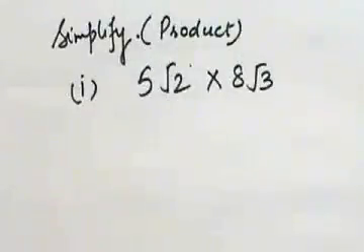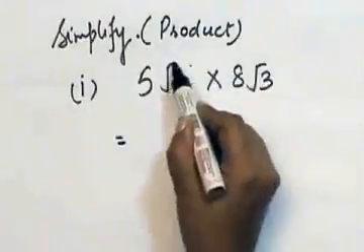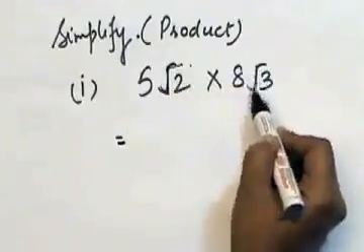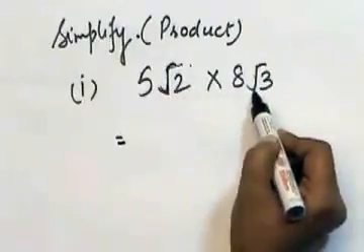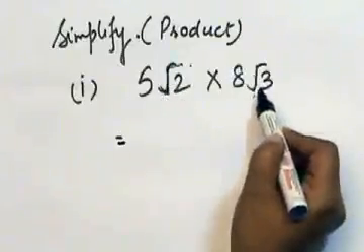Next is multiplication of two irrationals. For multiplication, their order should be the same. That is, if it is root 2, the other should also be root of something. It should not be cube root or fourth root or any other root. Now both are square roots.